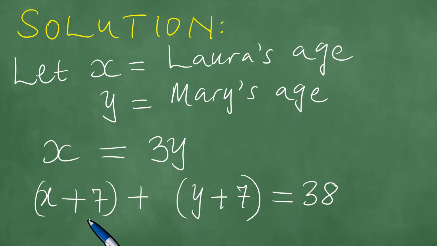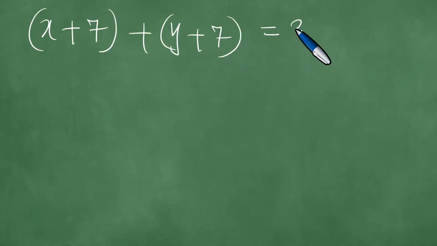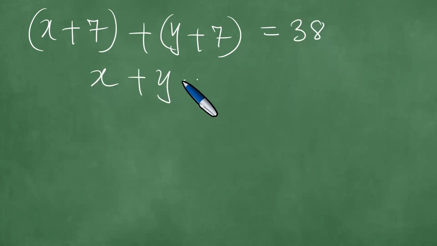Okay, what is the meaning of this? Right, so if you have x plus 7 plus y plus 7, which is exactly 38 years, it means that you have x plus y equals 38 minus 14, since 7 plus 7 is 14. You subtract 14 from 38, and what you're going to get is 24.